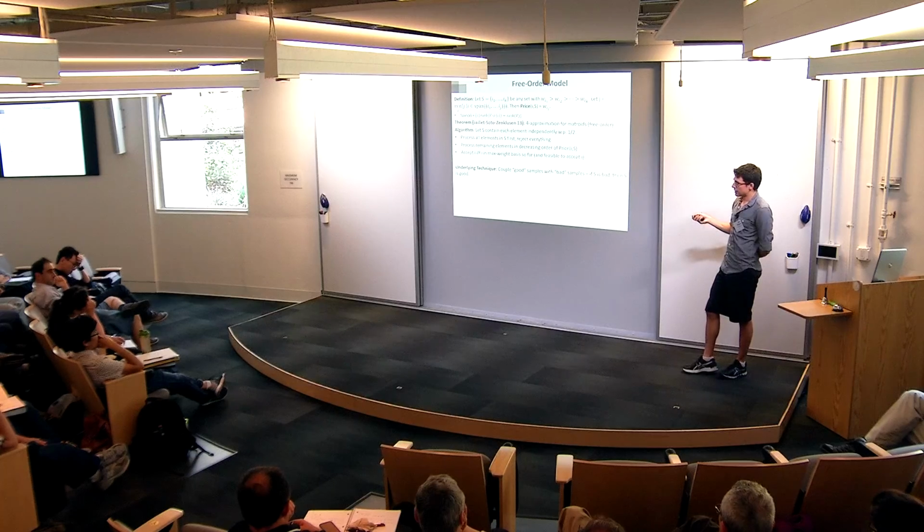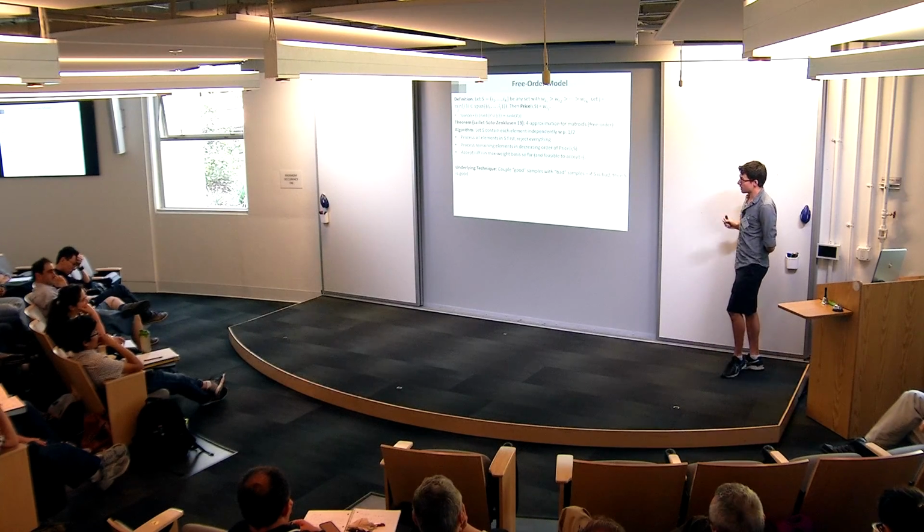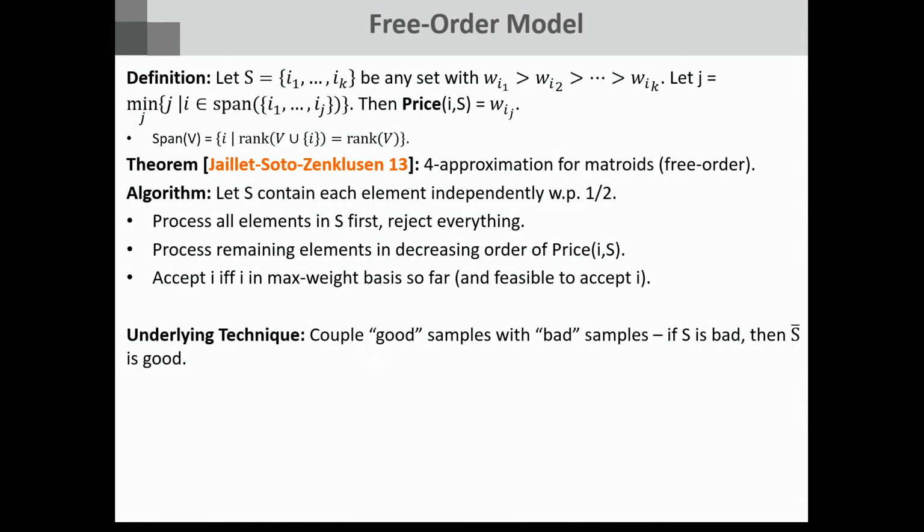So what is the underlying technique here that might generalize? Basically we showed that you can couple good samples, ones that result in it being feasible to accept I, with bad samples, ones that result in it being infeasible to accept I, in a way so that whenever S is bad, then S bar is good. That let us bound the probability that it's infeasible to accept I.